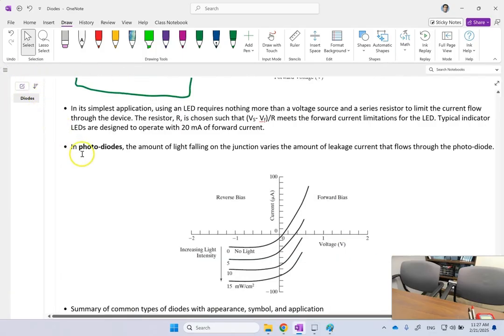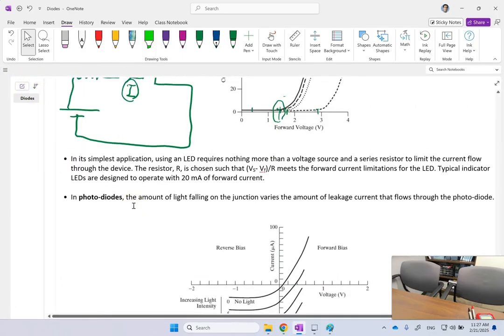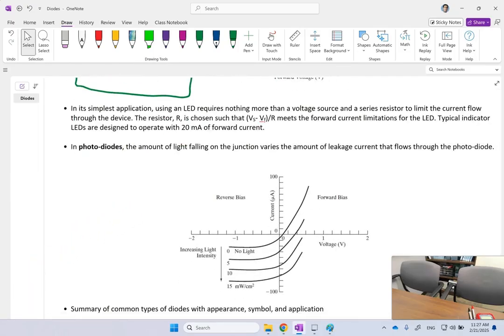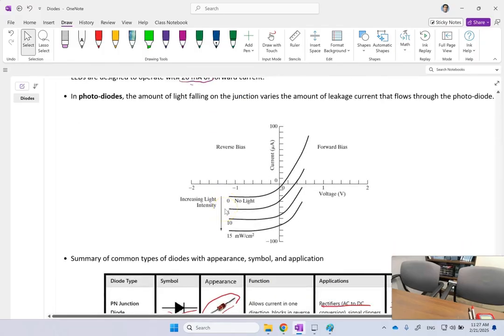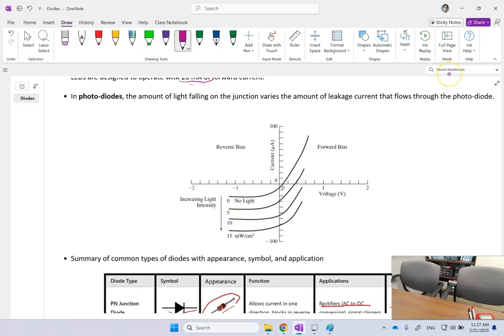There is one other thing that I want to talk about, and that is photodiodes. And by the way, the thing I just mentioned, you see that I have added it to my lecture: Vs minus Vf over R. That is the resistor that you have to have, and typically the current is no more than 20 milliamps. So look at the Vf and look at your current and decide how much resistance you need.